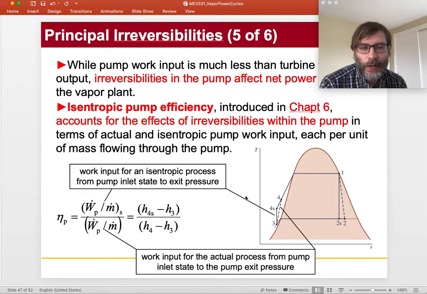We introduced these in chapter 6 when we went through that after our exam, and so you should definitely be able to calculate these isentropic efficiencies pretty easily because you've done that recently.